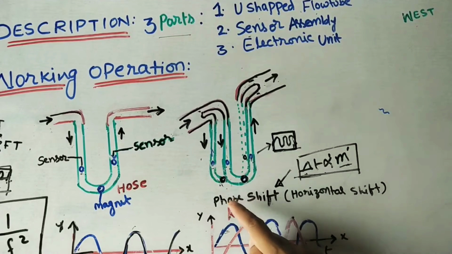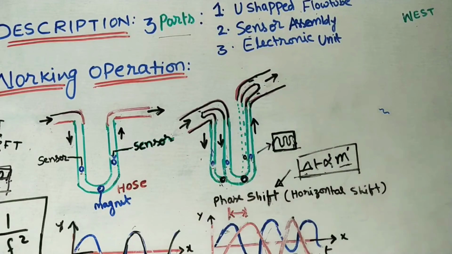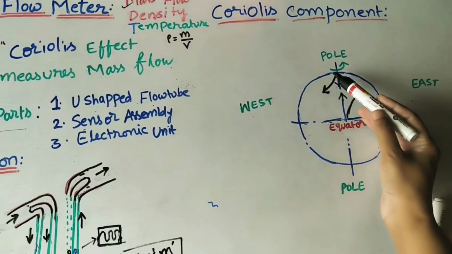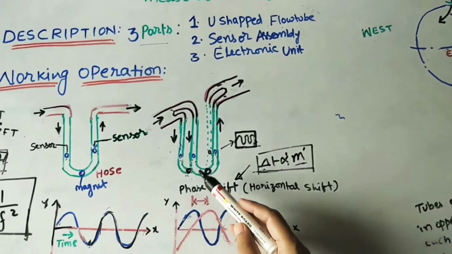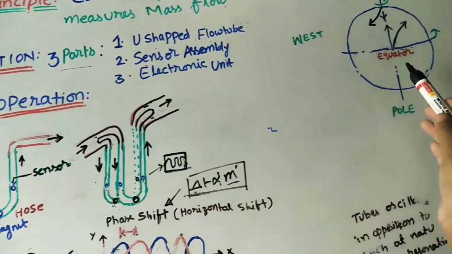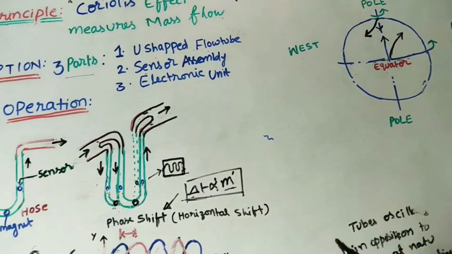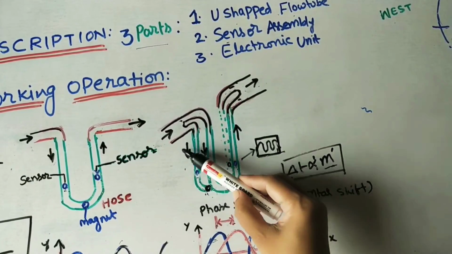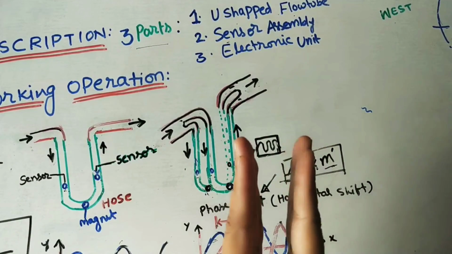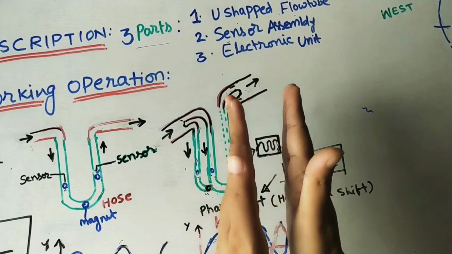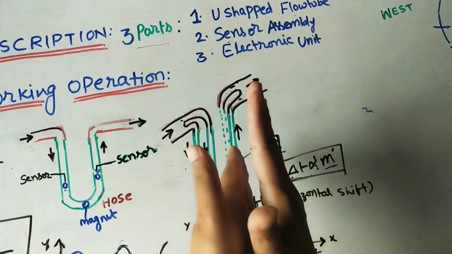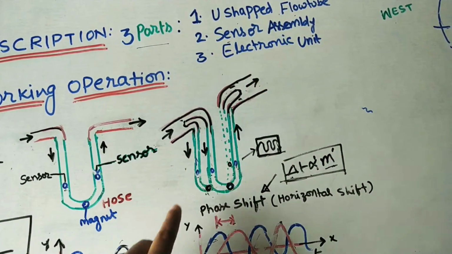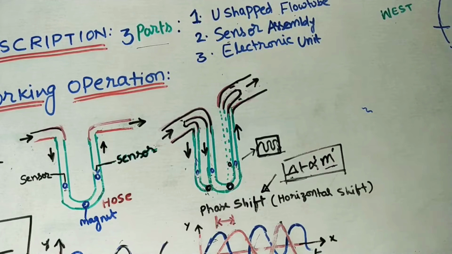Because of the downward flow, these flow tubes will twist in this direction, a little twist will come. For the upward direction, they will twist in this direction. They are already oscillating without flow, but because of this flow, instead of only oscillating, they will twist. This twisting movement we are calling the Coriolis effect.